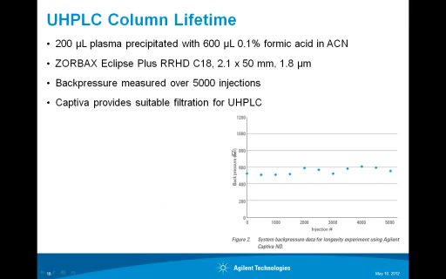Here's an example of using the Captiva ND plates with a UHPLC column. After 5,000 injections, we don't see an increase in pressure, which correlates to no blockage of the frits. So therefore, implementing something as simple as the Captiva ND plate or column will drastically increase the number of injections you can get onto your UHPLC column.